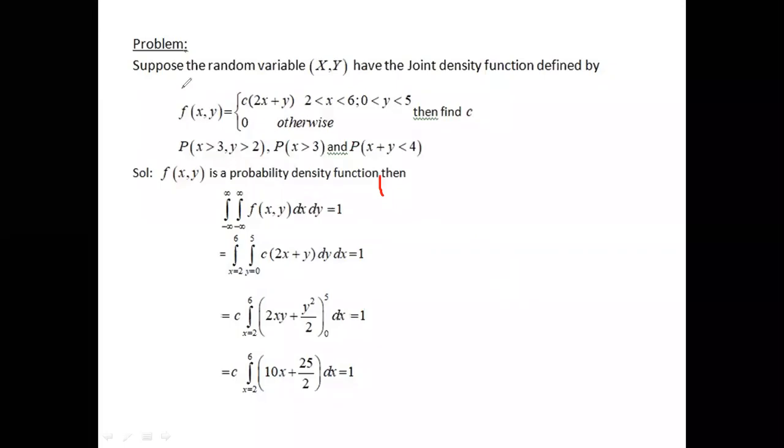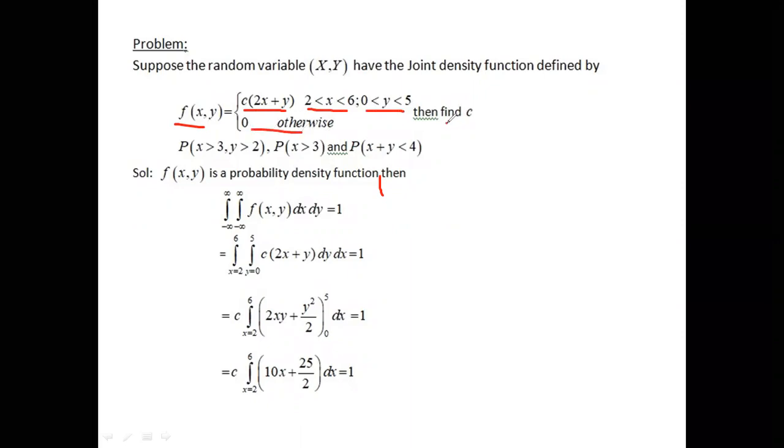Next we have another problem. Suppose the random variables capital X and Y have the joint probability density function defined by f_XY(x, y) equal to c times (2x plus y), where the x limits are 2 to 6 and the y limits are 0 to 5. Otherwise the function is 0.